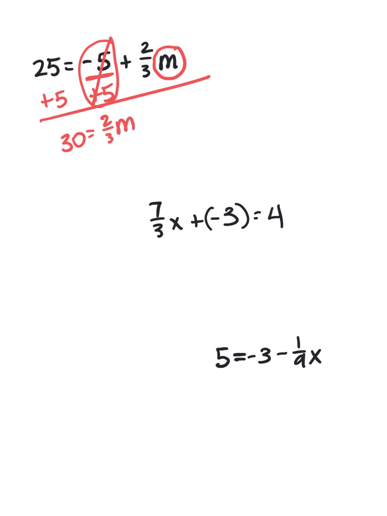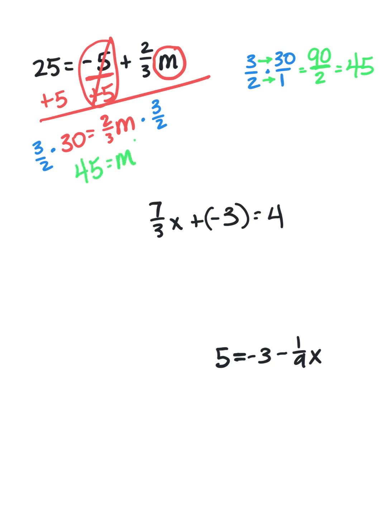Because 2/3 is being multiplied by m, we need to do the opposite, or the inverse, which is dividing by 2/3. But when we divide fractions, we have to multiply by the reciprocal. So if I were to multiply, I'll do it over here, 3/2 times 30. I'm going to give 30 the denominator of 1. And we multiply fractions, we go straight across. 3 times 30 is 90, and 2 times 1 is 2. Finally, we divide, that's what the fraction bar tells us, and 90 divided by 2 is 45. So, that means that 45 is your answer for this one.